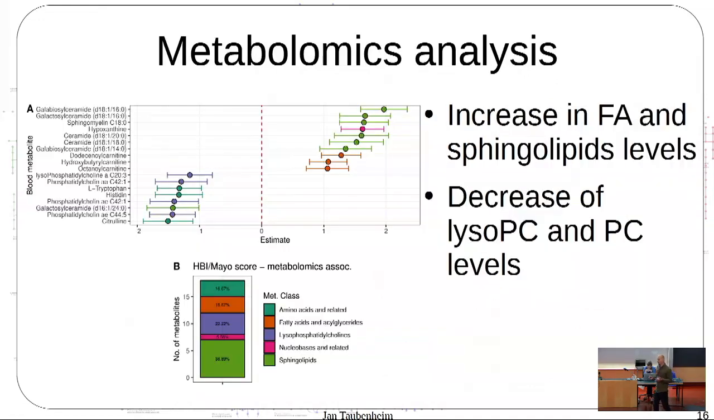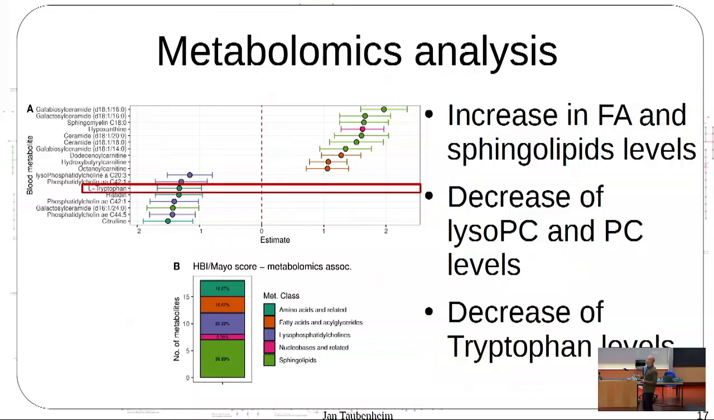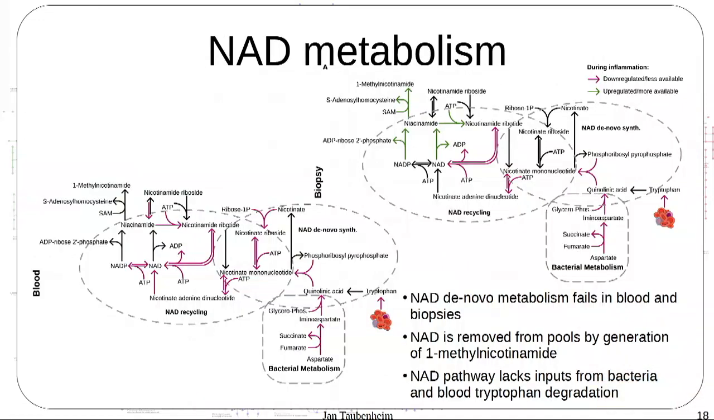Finally, we used our metabolomics analysis from the serum metabolomics. So we did targeted metabolomics here. And what you first of all observe is that you see an increase in fatty acid and sphingolipid levels in the serum, while you see a downregulation of phosphatidylcholines. And very much interesting, again, we see tryptophan. And why do I always talk about tryptophan? Because tryptophan is basically one of the major components to produce NAD.